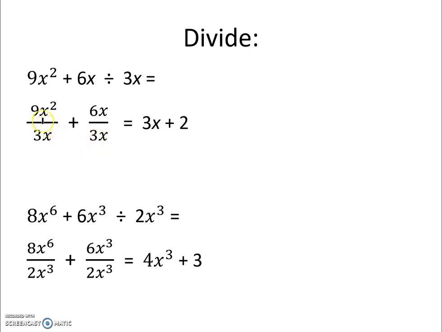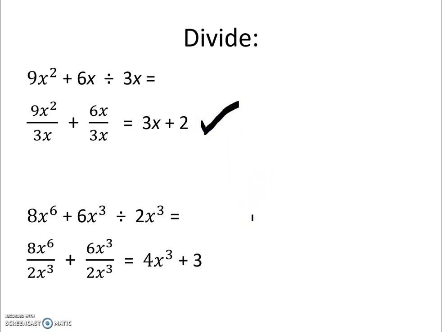Looking at each term then, 9 divided by 3 is 3. X squared divided by x is just x. Plus, from here, 6x divided by 3x: 6 divided by 3 is 2, and x divided by x is 1. So 2 times 1 is 2. So our answer is 3x plus 2.